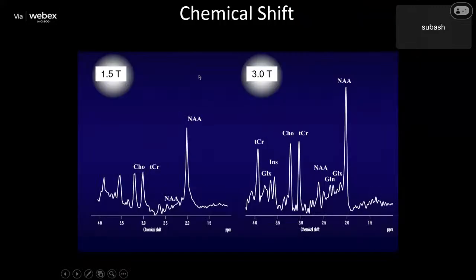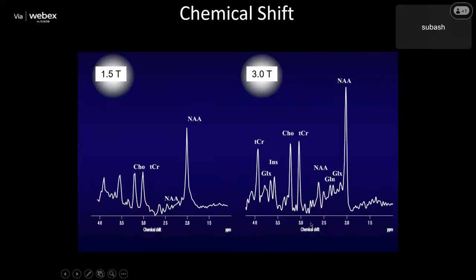So this is a chemical shift spectrum from the human brain. You can see different metabolites which are shown here. This is at 1.5 Tesla and this is at 3 Tesla. The signal to noise ratio and the sensitivity improve when you do experiments using high Tesla magnets. You can see there are so many peaks visualized on 3 Tesla which are not visualized well on 1.5 Tesla. There are essentially only 3-4 peaks which are well visualized on 1.5 Tesla.